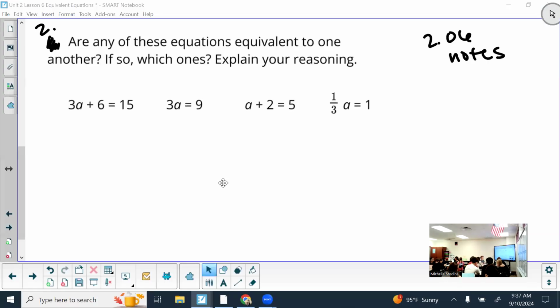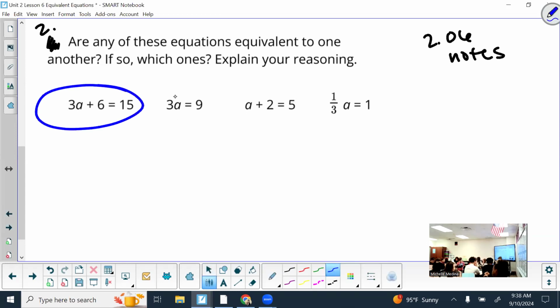So this again is from your 2.06 notes. I asked you to try 2 and 3, so the rest of that front page as your warm up. Table 4, which if any of these are equivalent to one another, and be able to explain why. Okay, the first 3 are all equivalent to each other. How did you come to that conclusion?